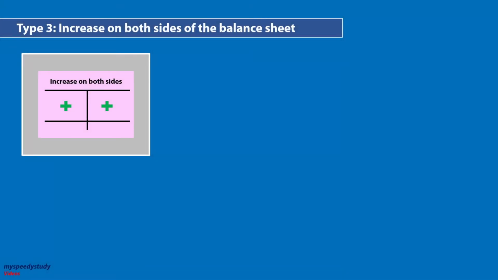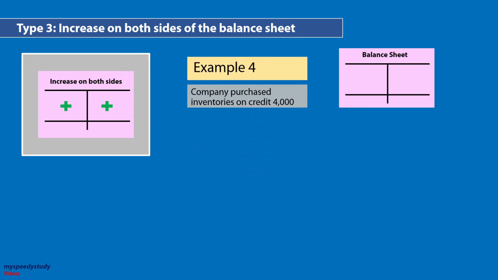The third type of a business transaction was where both sides of the balance sheet increase by the same amount. An example could be the company purchased an asset on credit terms. Could be any asset. Anything the company purchases which qualifies as an asset increases the left side of the balance sheet. In our example, let's say the company bought inventories, which can be merchandise or raw materials or office supplies.